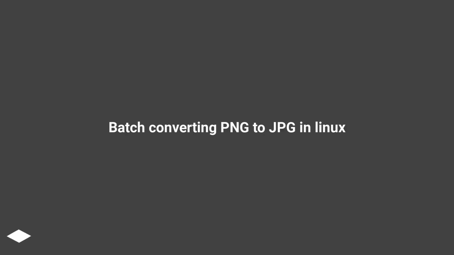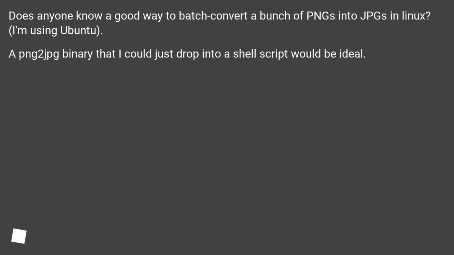Batch converting PNG to JPG in Linux. Does anyone know a good way to batch convert a bunch of PNGs into JPGs in Linux? I'm using Ubuntu. A PNG to JPG binary that I could just drop into a shell script would be ideal.